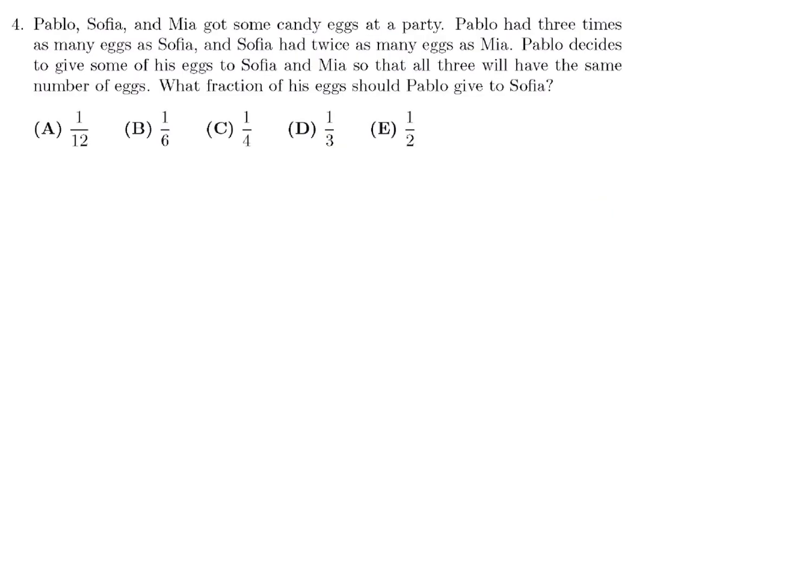Pablo, Sofia, and Maya got some candy eggs at a party. Pablo had 3 times as many eggs as Sofia, and Sofia had twice as many eggs as Maya. Pablo decides to give some of his eggs to Sofia and Maya so that all 3 will have the same number of eggs. What fraction of his eggs should Pablo give to Sofia? Based on the question, if Maya has x, Sofia has 2x, and Pablo has 6x.